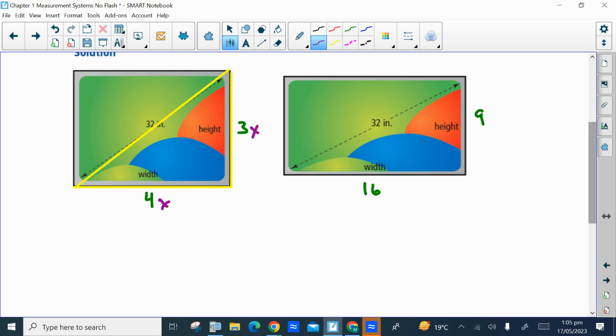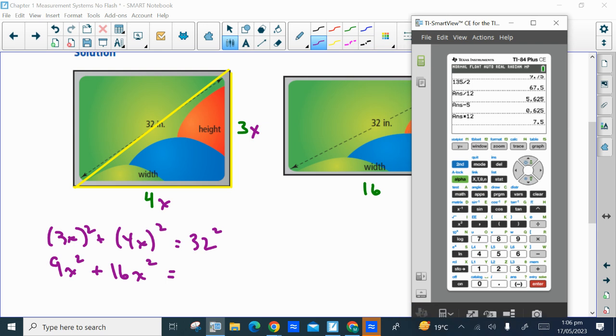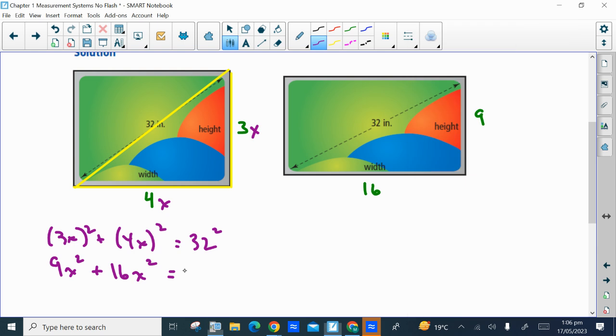But starting with this one here, the hypotenuse is 32 inches long. So therefore, (3x) squared plus (4x) squared has to equal 32 squared. I'm just using the Pythagorean theorem. When you square 3, you're going to get 9, and when you square x, you get x squared. When you square 4, you'll get 16, and when you square x again, you'll get x squared. The right side, you have to square 32. And that gives us 1,024.